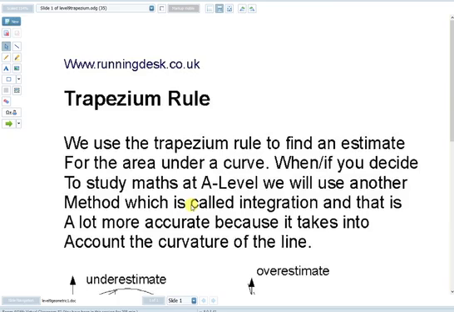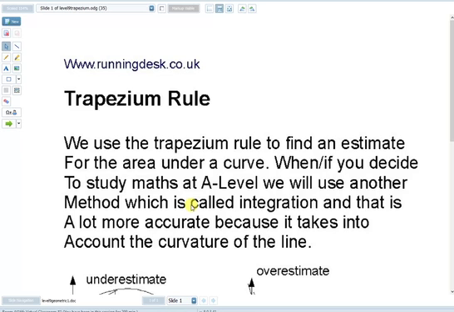Hello, and today we're going to have a look at how to work out an estimate for the area under a curve using the Trapezium Rule. If you decide to study maths at a higher level, we will use another method called integration, and that is a lot more accurate because it takes into account the curvature of the line.